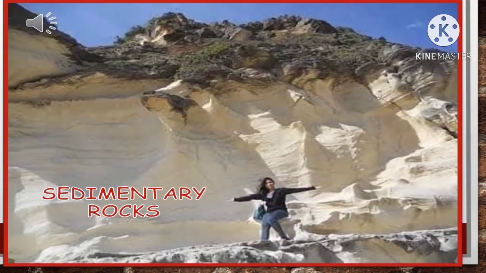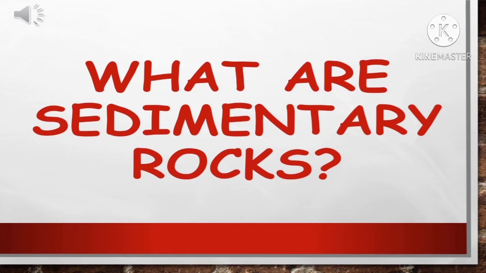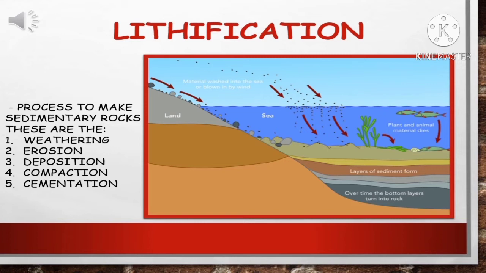So class, for this video, you will learn more about sedimentary rocks. Then what are the sedimentary rocks? As you can see, a sedimentary rock follows what we call the lithification process. This is a process to make or create a sedimentary rock. First, it will undergo weathering, followed by erosion, deposition, compaction, and the last would be cementation.